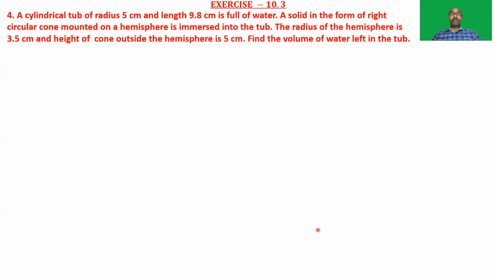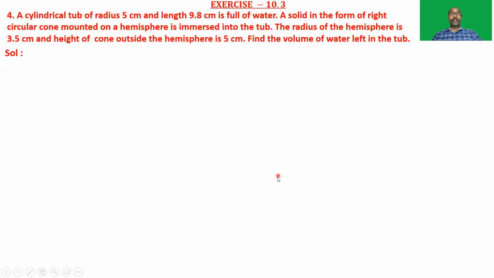A cylindrical tub of radius 5 centimeter and length 9.8 centimeter is full of water. A solid in the form of a right circular cone mounted on a hemisphere is immersed into the tub. The radius of the hemisphere is 3.5 centimeter and height of cone outside the hemisphere is 5 centimeter. Find the volume of water left in the tub.